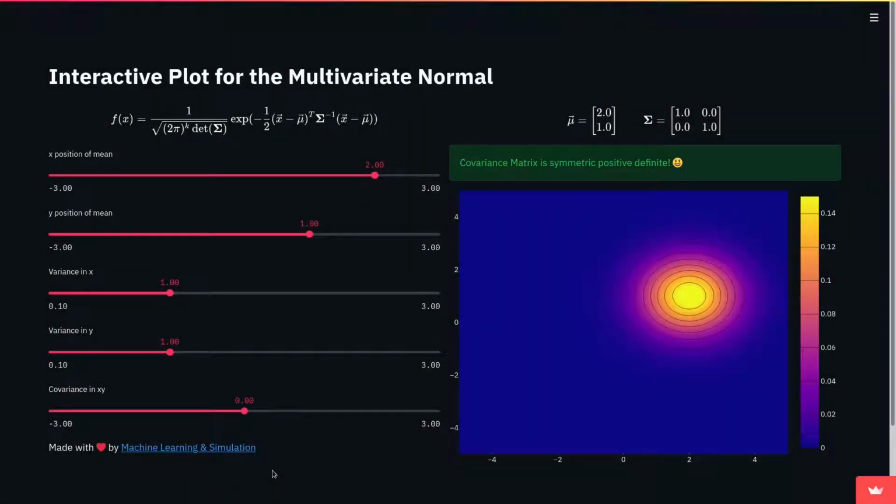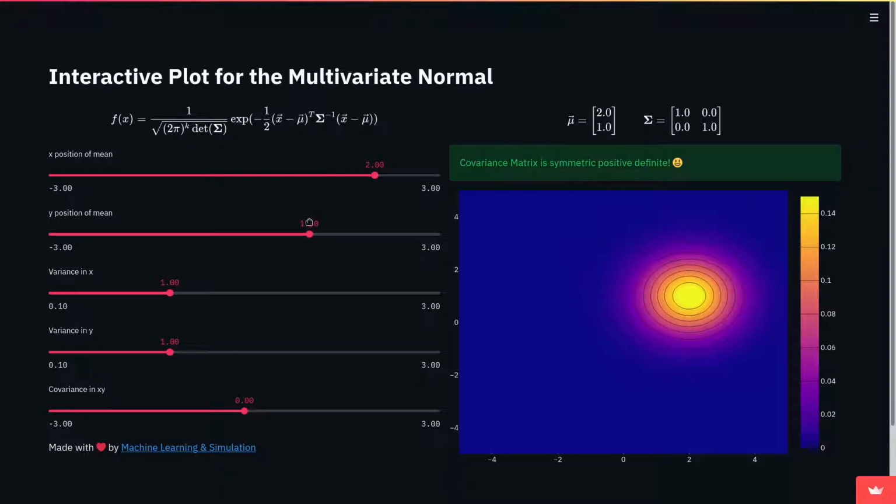Now let's look at some interactive visualizations for the multivariate normal. I have a web plot here, and the link to it is also put in the video description. And here we see again our multivariate normal in the form that we also wrote down here. And on the right, we see the current parameters for the mu vector and for the covariance matrix.